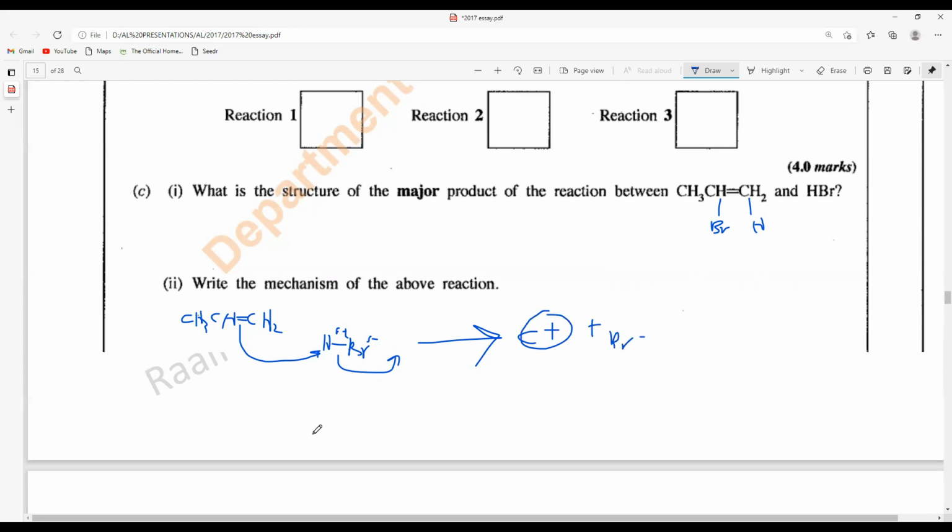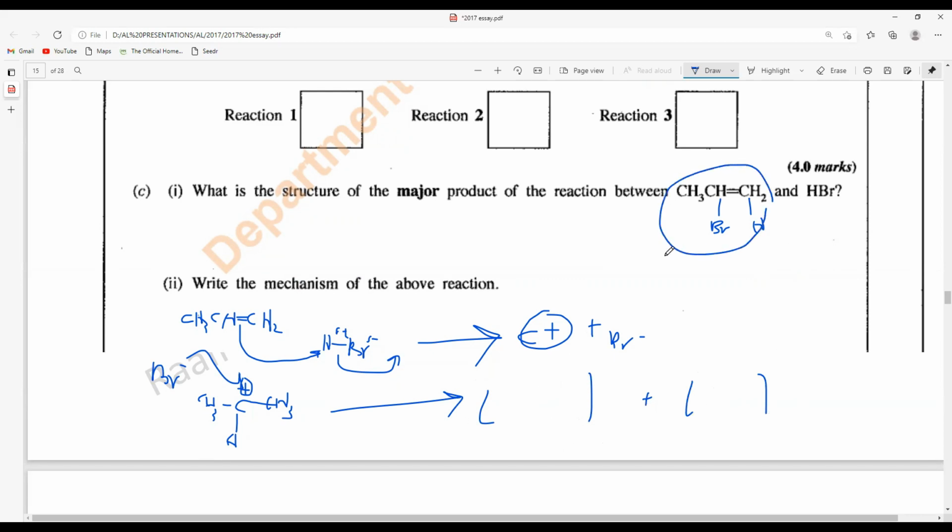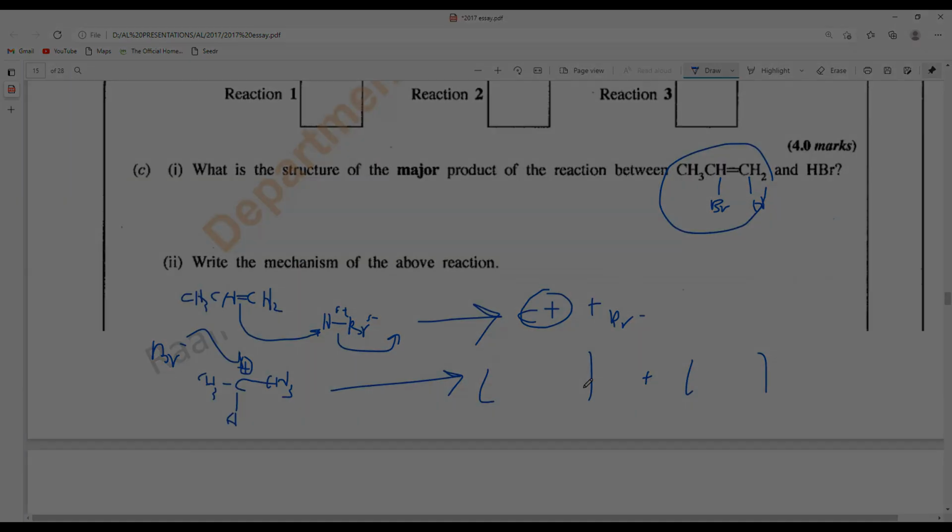In the second step, this carbocation, which is here, this is the positive carbon. Typically, it is CH3, CH3, and hydrogen. And this Br minus here is going to now attack here and form the final product. That is the major product plus a minor product, which we don't consider. That is the major product in anti-Markovnikov, right? So in the Markovnikov, this is the major product. This one. So we are done with that.